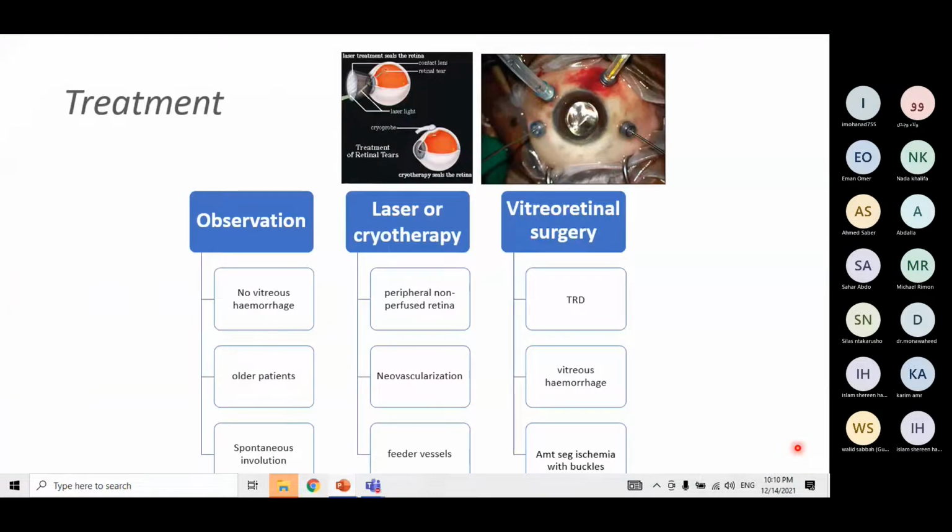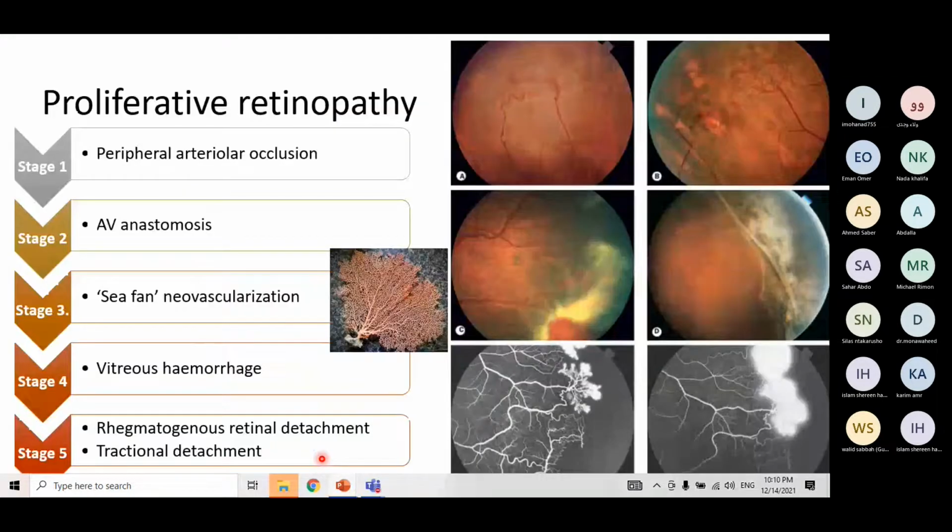But sometimes they may improve on their own. So sometimes some practitioners may advocate observation of those vessels, aiming at spontaneous occlusion of those new vessels by the sickled red blood cells.